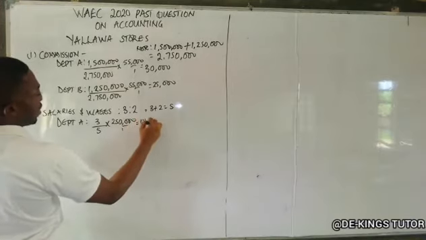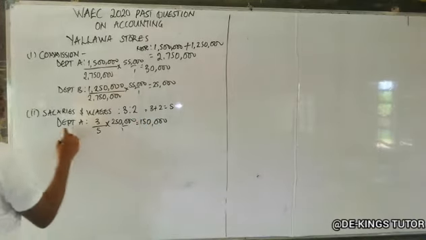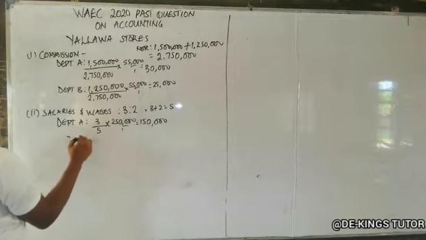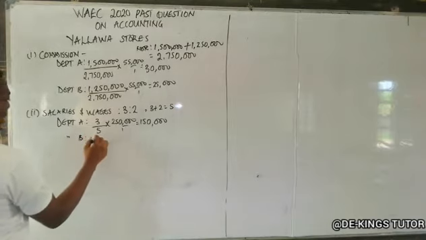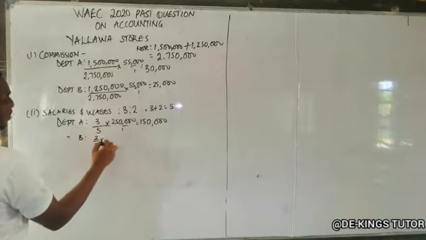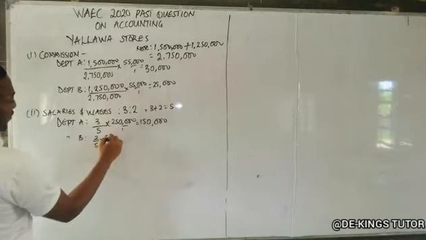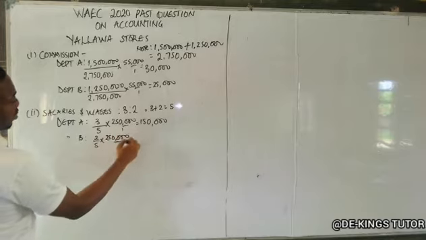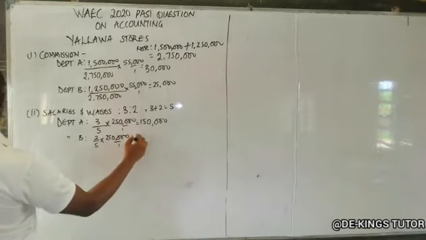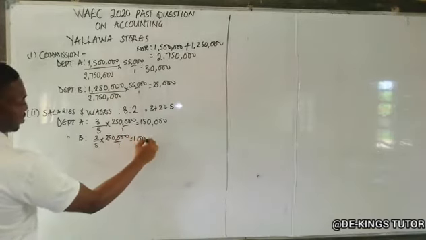For Department B, we have 2 over 5 times 250,000. We have 100,000. Okay? So that is for Department B. The next one, III, we have discount received.